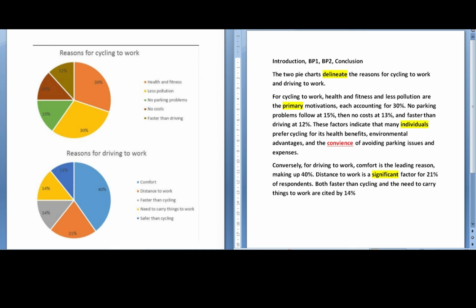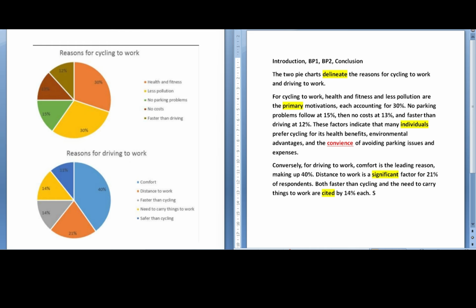Cited is a good word. Just note down, cited means quoted, to say something, marked up, everything is same. All good. As I told you, you have to mention two things in one line, both faster than cycling and the need to carry things to work are cited by 14%. I can use this line also, the primary motivations, the primary source, the primary reason, but I have used already the primary word, so I'm avoiding using the same word in the same answer.